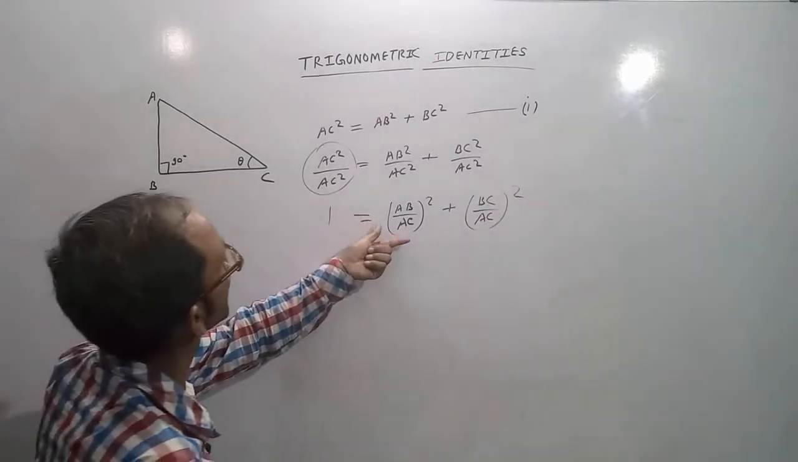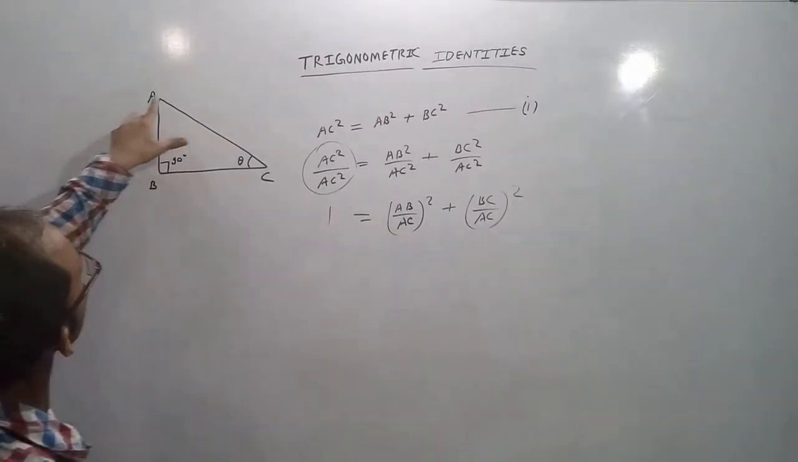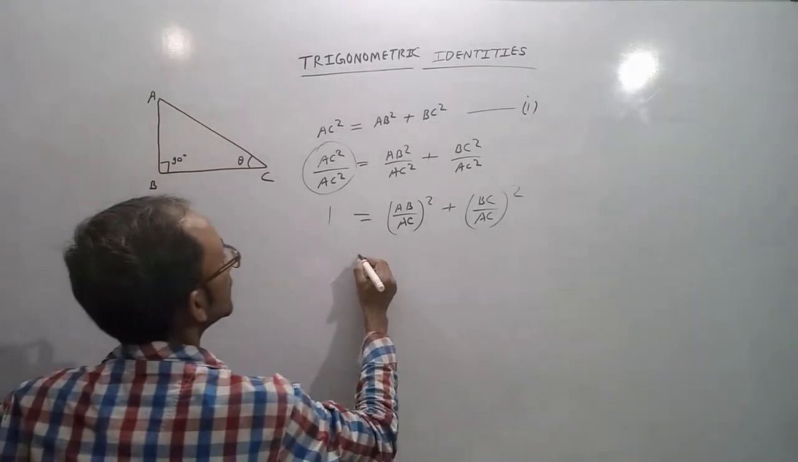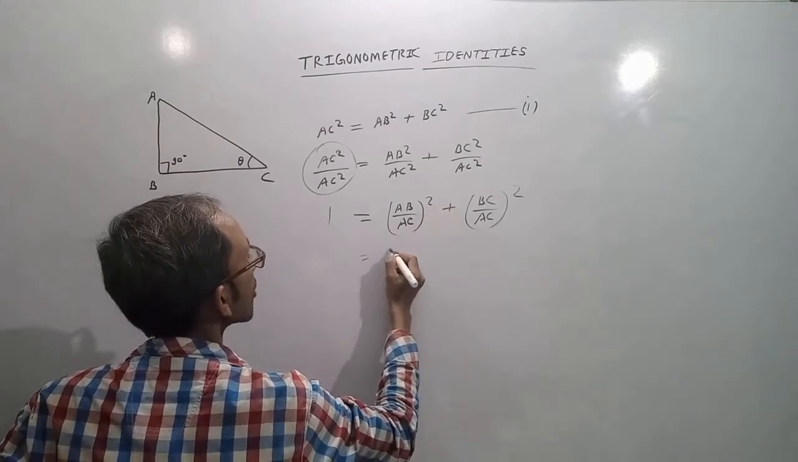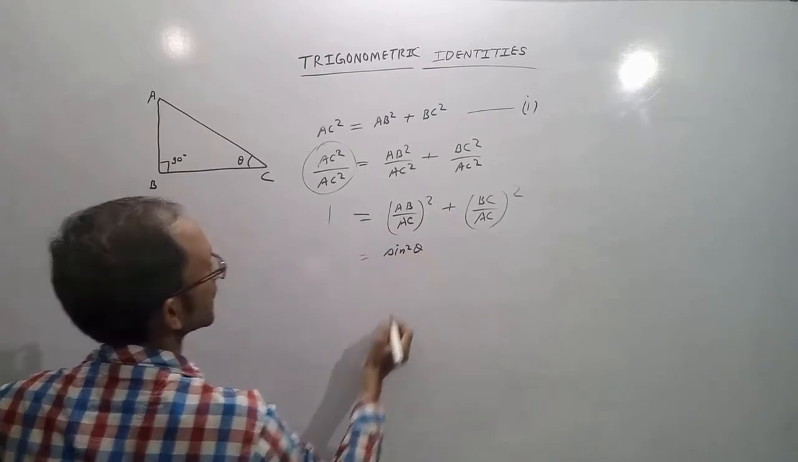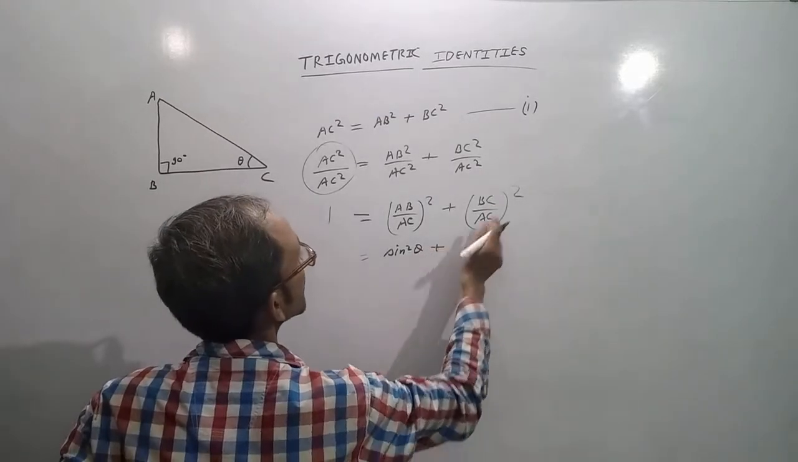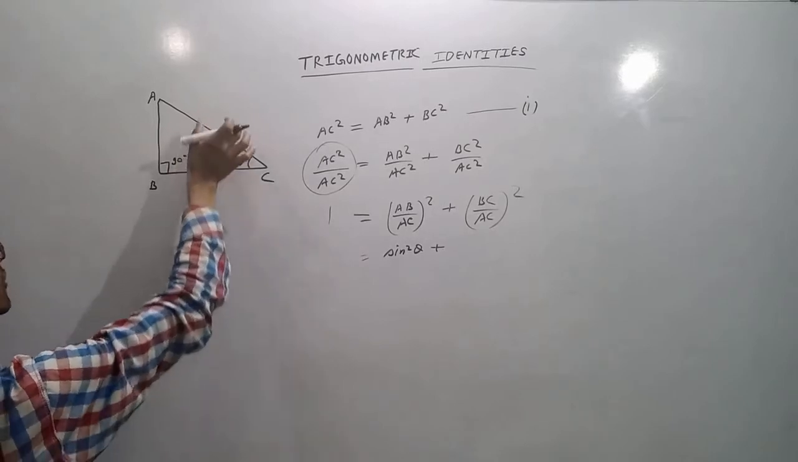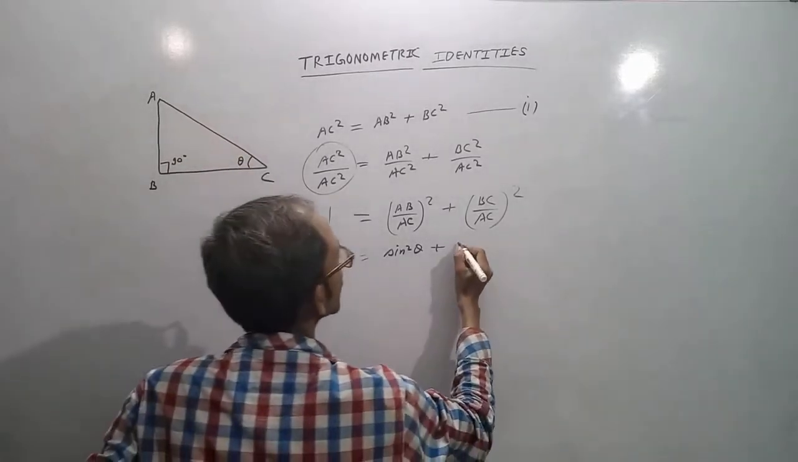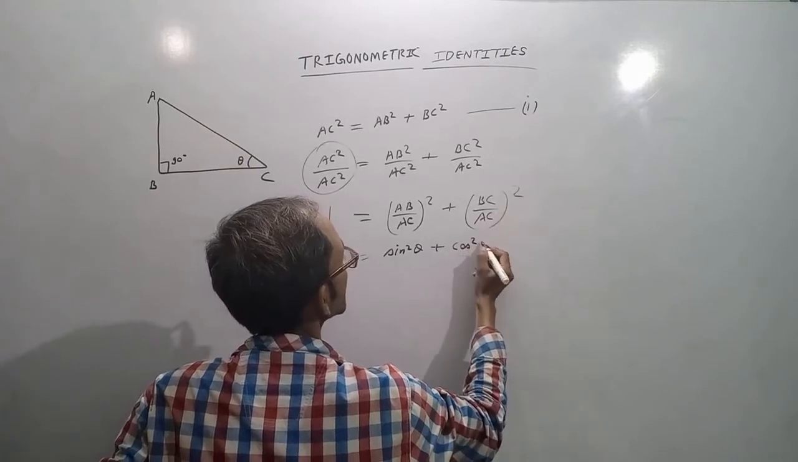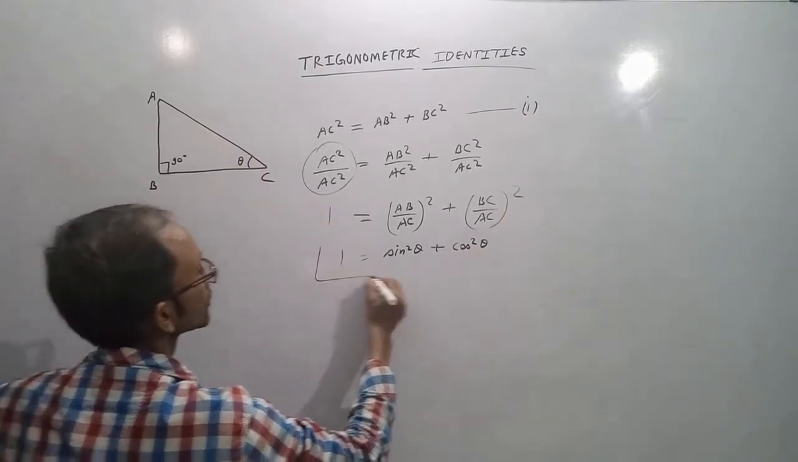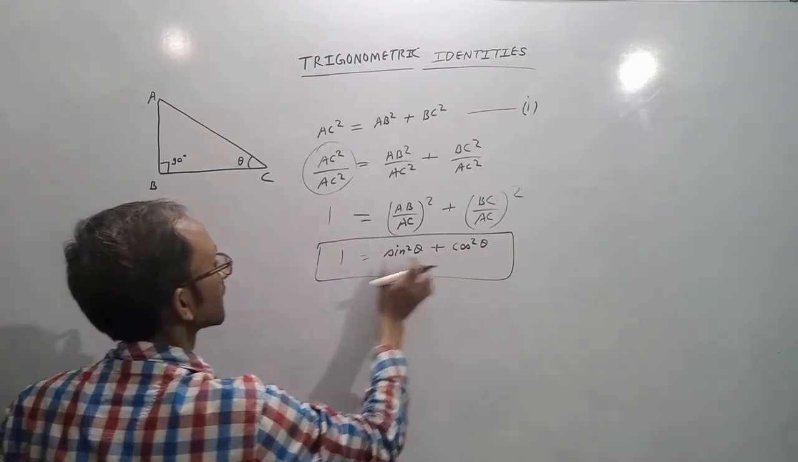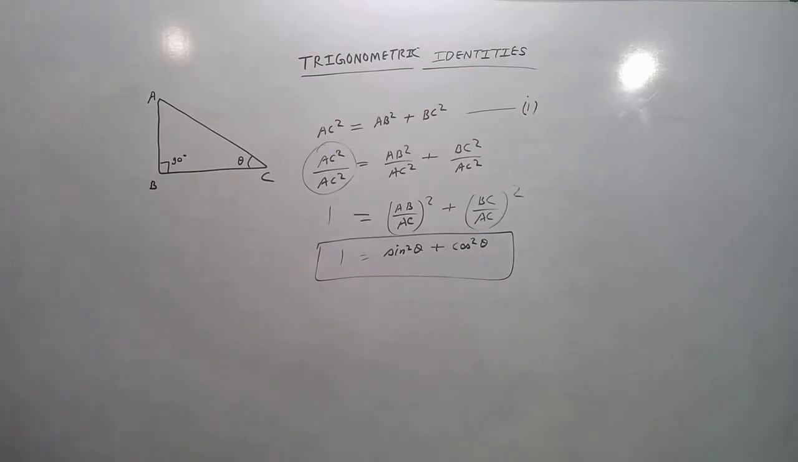Now, AB upon AC is nothing but sin theta, right? And there is a square, therefore sin square theta, right? Plus BC upon AC, means base upon hypotenuse. This is nothing but cos theta, and there is a square, therefore cos square theta. This is your first trigonometric identity. Sin square theta plus cos square theta is equal to 1, right?